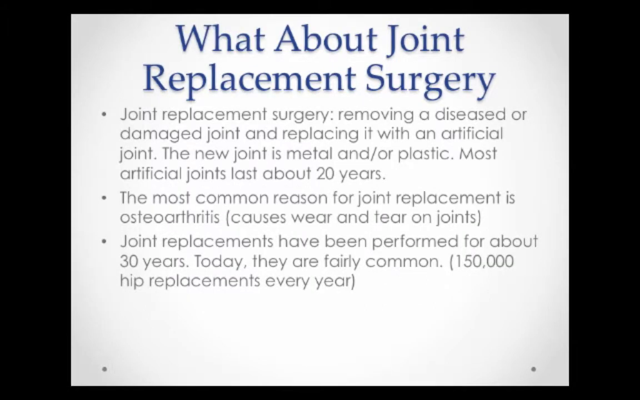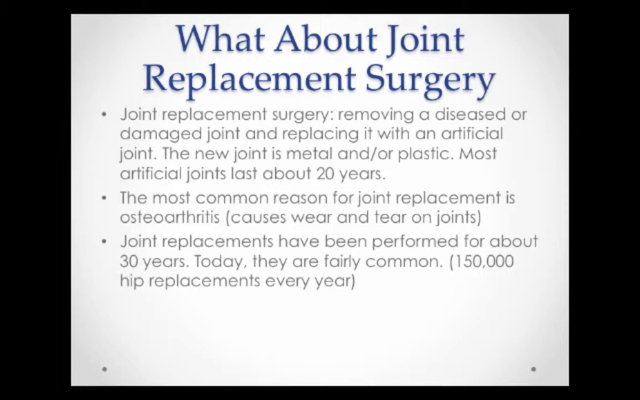What about joint replacement surgery? Joint replacement surgery involves removing a diseased or damaged joint and replacing it with an artificial joint. The new joint is made of metal and/or plastic. With proper care, most artificial joints last about 20 years.